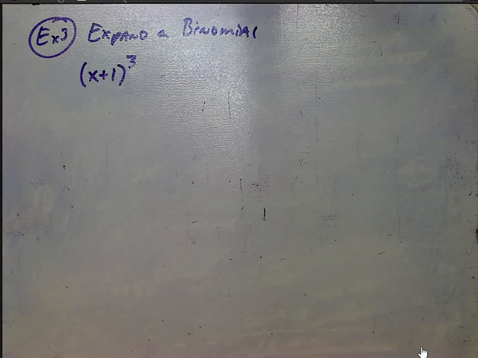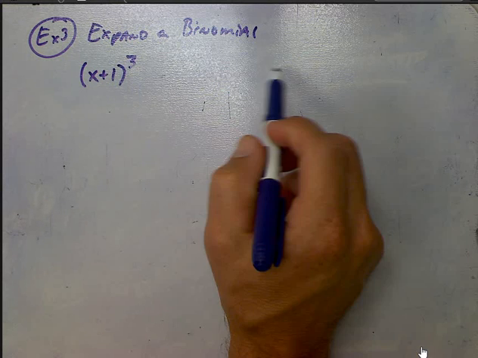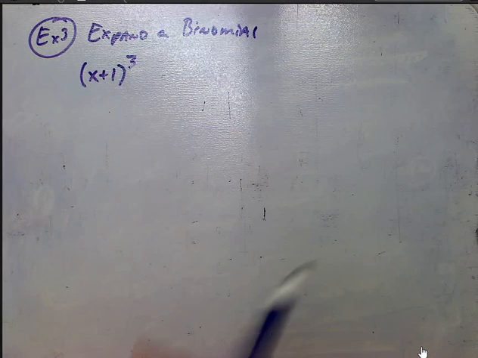For example 3, we're going to expand the binomial (x + 1)^3, which essentially we're going to do a different way, by multiplying it all out. Even though it's only to the third power and probably easier to multiply out, we're going to show you the pattern. That way you can get a good grasp here.